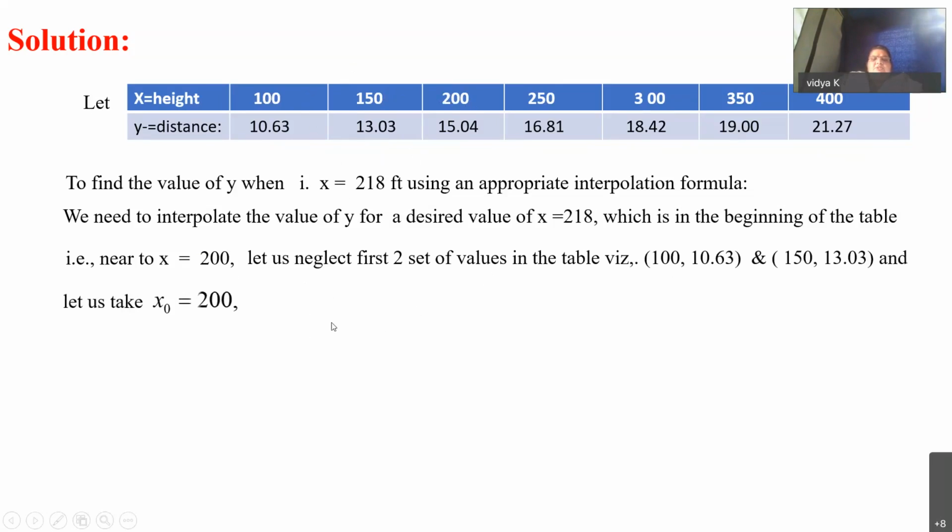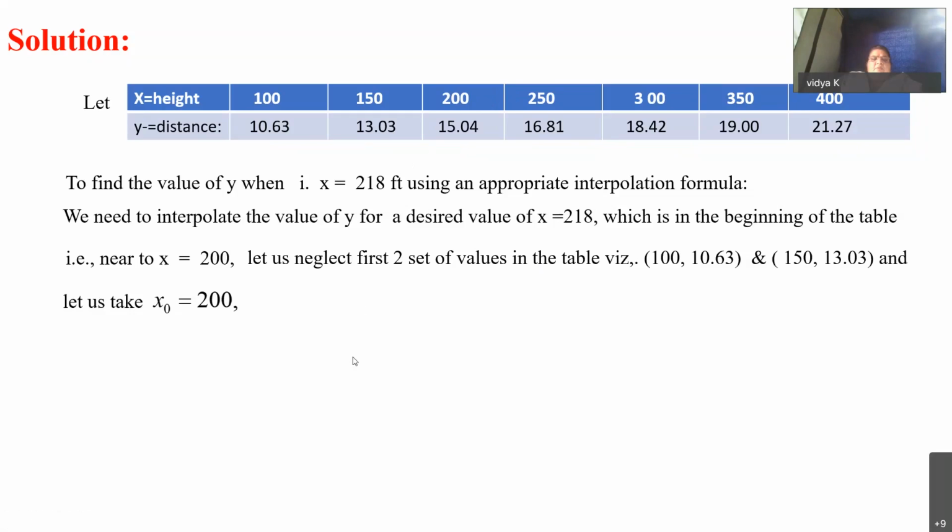Then, because your syllabus is constrained to only NFIF and NBIF, which are preferred only when you need to interpolate at the beginning of the table as well as the end of the table, and this is in the middle of the table. Actually, for the values of x which are in the middle of the table, you have two more formulas called Bessel's and Stirling's, but they are out of the scope of your syllabus. Therefore, we prefer to modify this table.